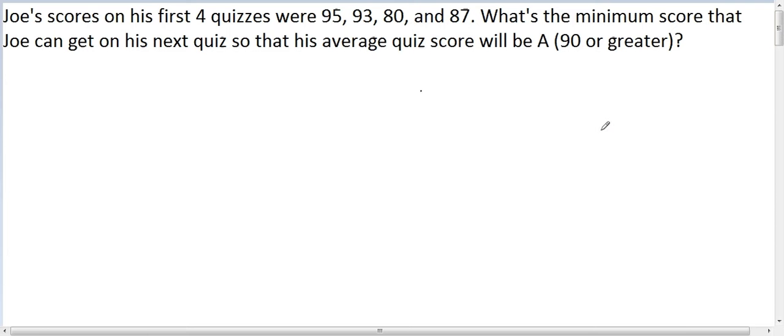When we calculate averages, we need to add up all the numbers in the set, then divide it by the number of scores or number of numbers we have. Here, we are given 4 numbers, and we also have to consider the last quiz score that he's going to get on his next quiz. Let's call that score x. Then we can calculate the average of Joe's 5 quiz scores by adding all the numbers together.